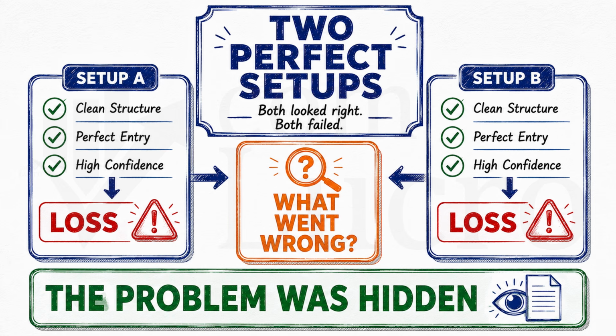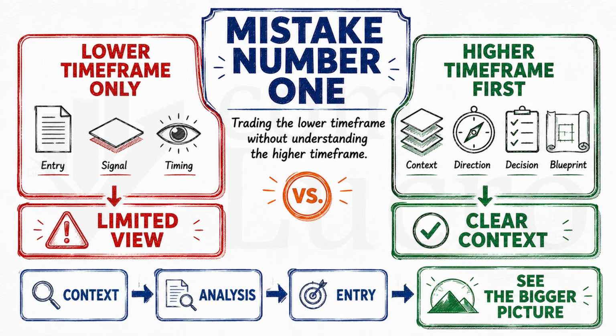Before we name the 3 mistakes, let's watch 2 of them happen in real time. Here are 2 traders taking setups that look flawless and losing both. Watch closely, because you have probably made at least one of these yourself. Mistake number 1, trading a lower time frame trend while you are blind to the higher time frame.